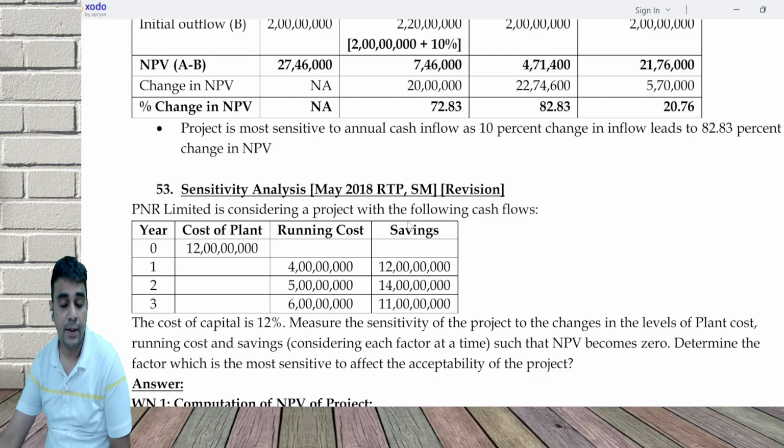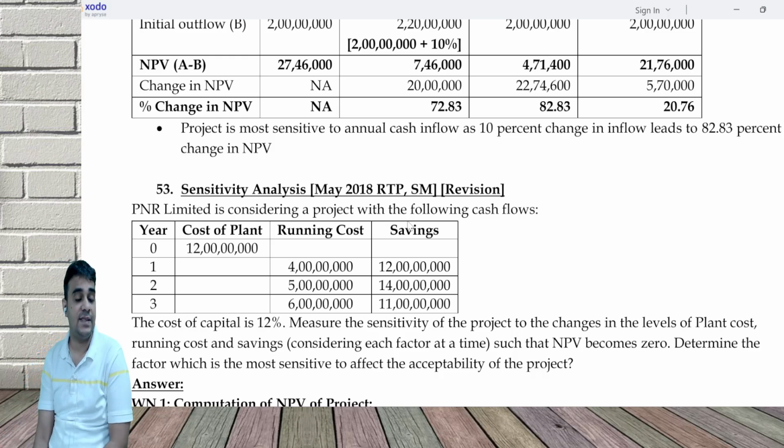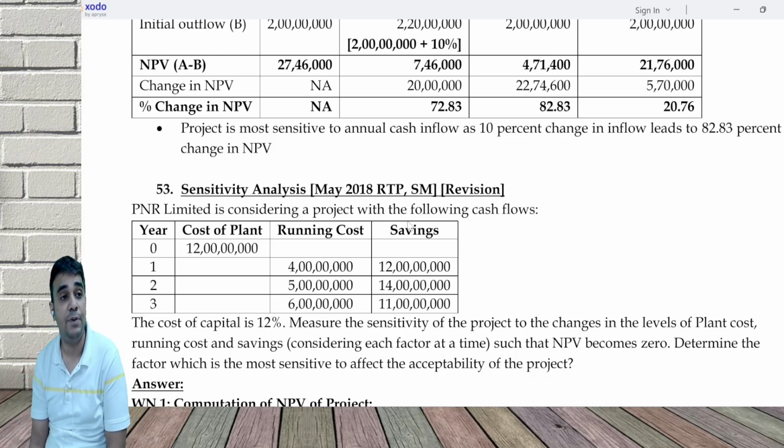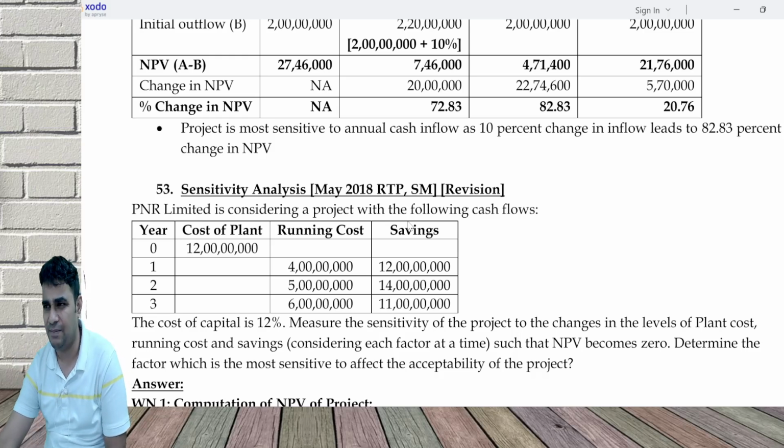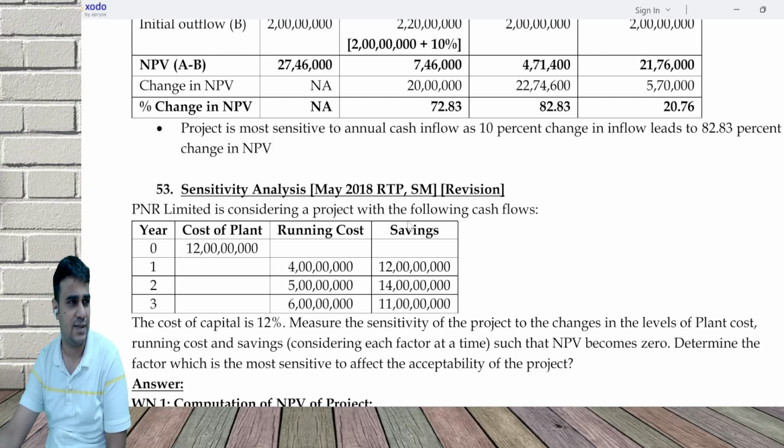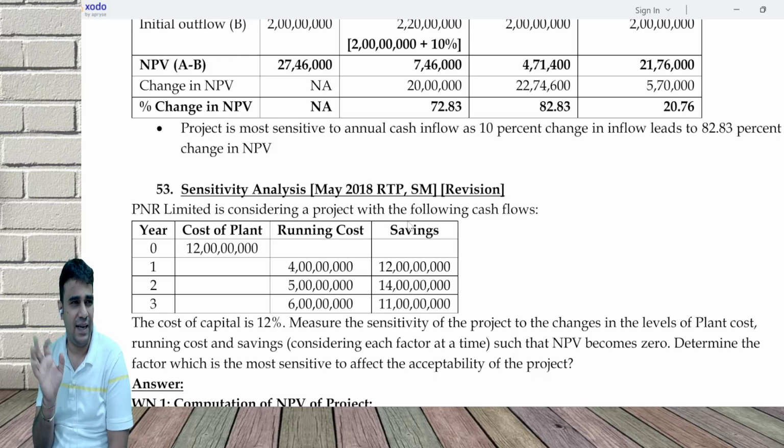Okay, here they are again asking us to measure sensitivity, but what they are saying is NPV should become 0, taking three parameters: cost of plant, running cost, and savings. My NPV calculation is going to be slightly different. I'm not going to do year cash flow, PV of DCF. Base calculation remains the same, but the approach is slightly different.